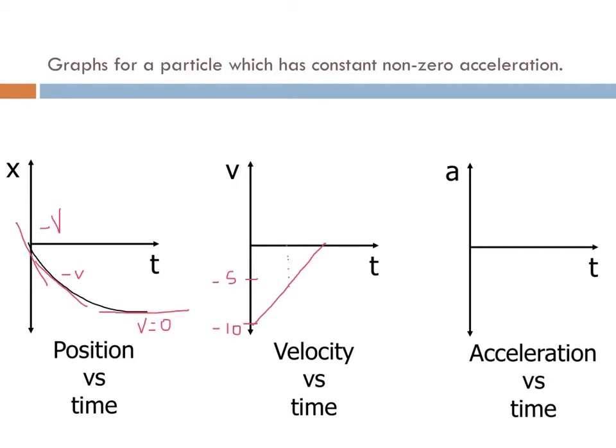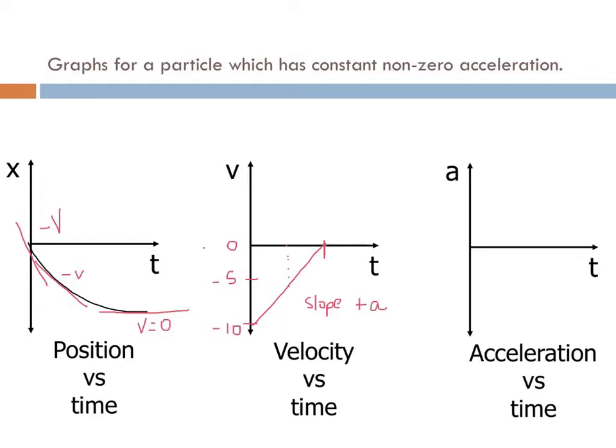So again, that tells me I've slowed down, and then sometime later, I've hit a velocity of 0. So I've stopped at this point. My acceleration comes from my slope, which gives me acceleration. My slope here is a positive slope, so this is a positive acceleration.